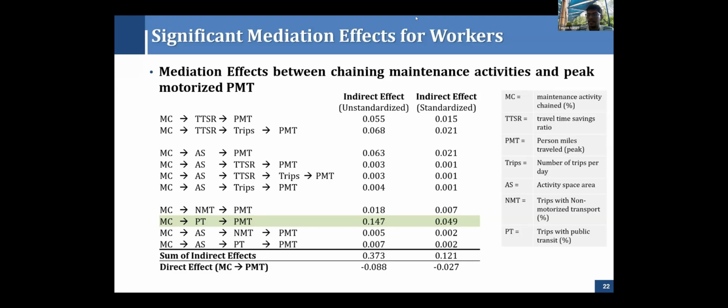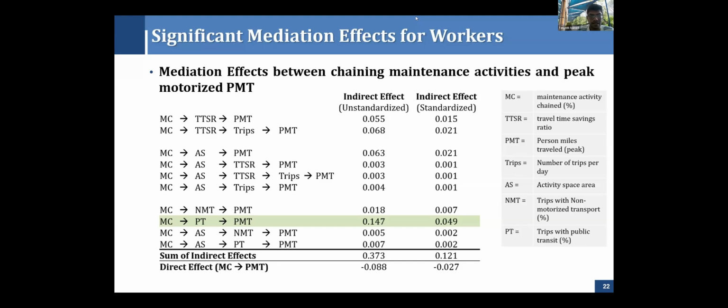So we separated out the path for each indirect effect and calculated the indirect effects of each path to compare them, considering our conceptual diagram. And comparing both the unstandardized and standardized coefficients for workers, we find that public transit has the highest mediation effect.